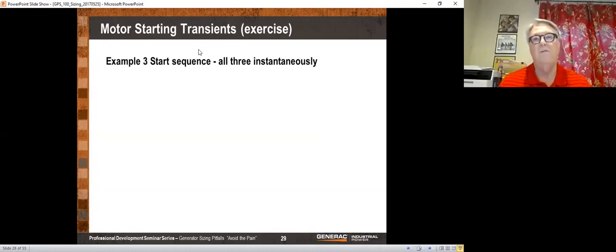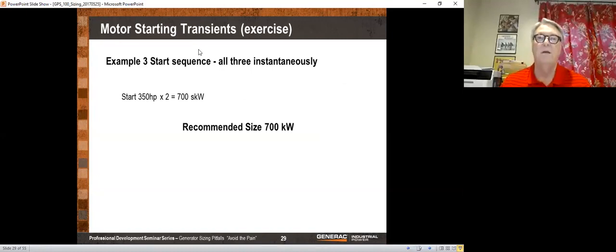Finally, let's start all of them simultaneously. That would be a 200 plus a 100 plus a 50. That's 350 horsepower times 2 is 700 starting kilowatts. So we're going to buy a 700 or a much more common size, a 750 kilowatts. So you can see that the same loads take anywhere from 400 to 750 kilowatts, depending upon how they're started. So what is the correct answer here? Well, we sell generators. Obviously, the 750 is the correct answer.